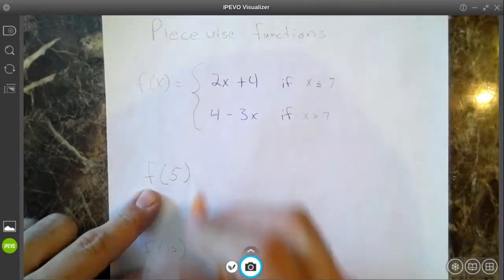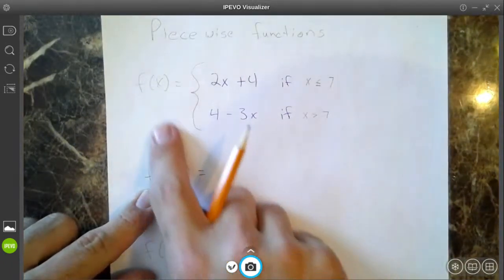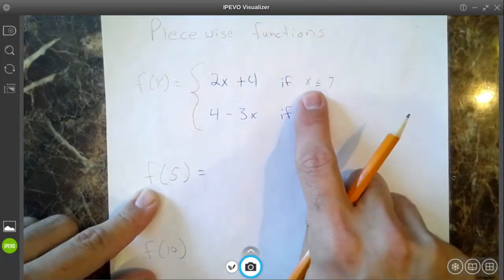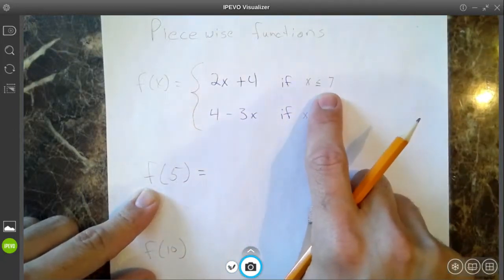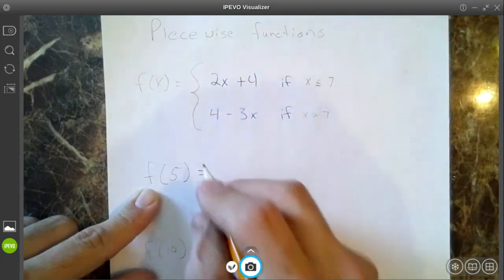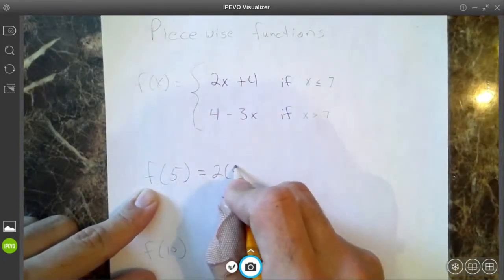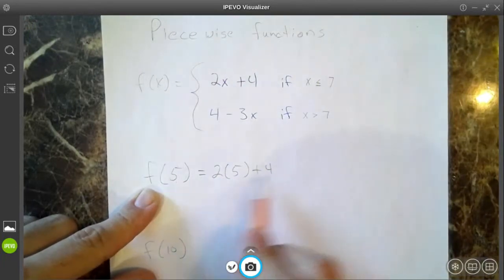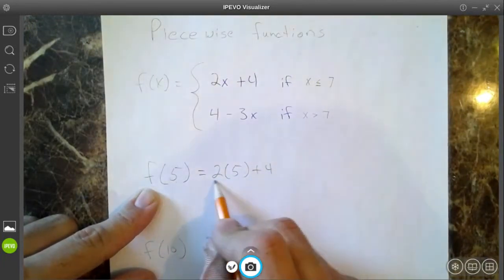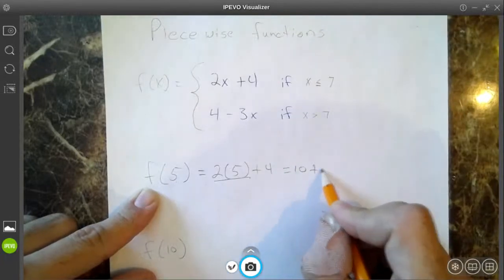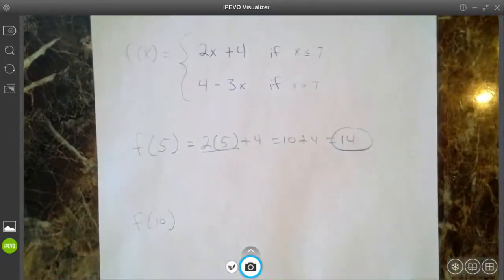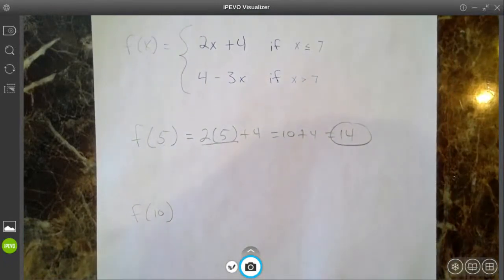So f of 5. We're going to go up to our f function and plug in 5 for x. Now 5 is less than or equal to 7, so we're going to be using this part. We're going to say 2 times 5 plus 4. 2 times 5 is 10, and then 10 plus 4 is 14. Easy peasy.